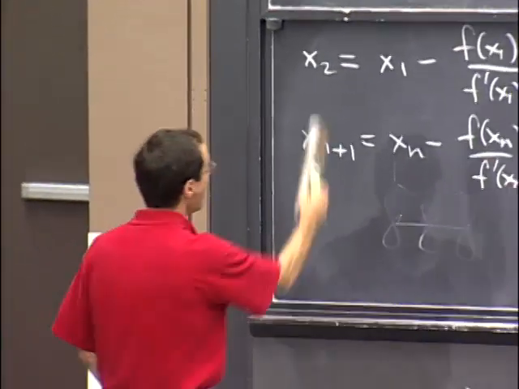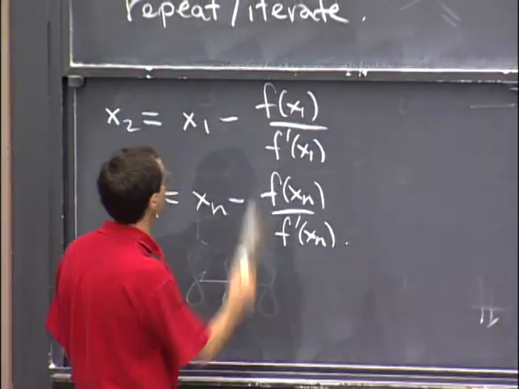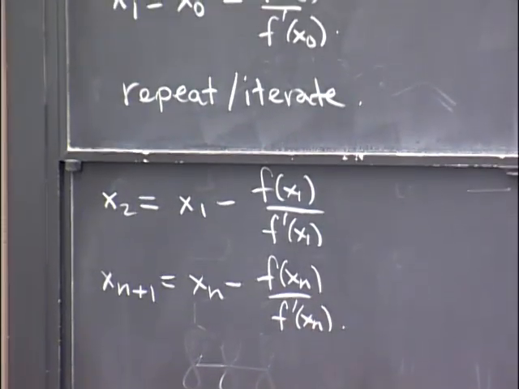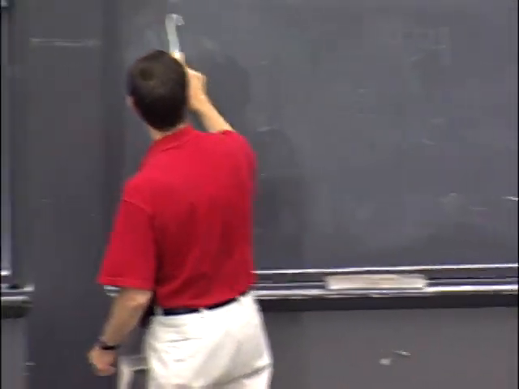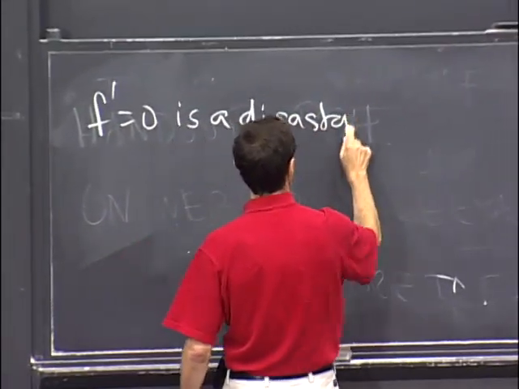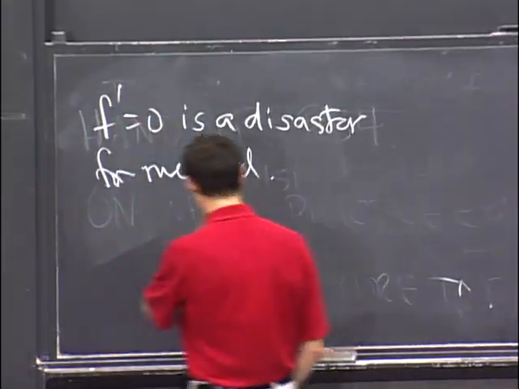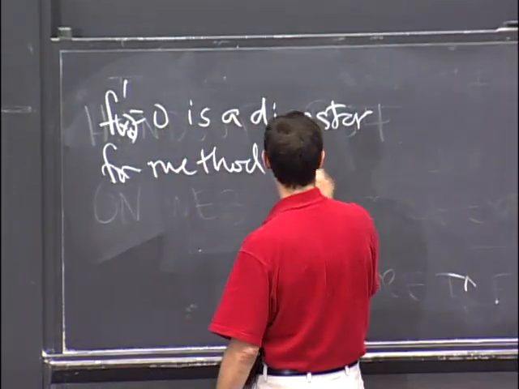All right, so that's 0. That's undefined. It's not surprising. It's consistent. The parallel line doesn't meet the axis, and you have no x1. So if you like, another point here is that f prime 0 is a disaster. A disaster for the method. Because say if f of x0 is 0, then x1 is undefined.